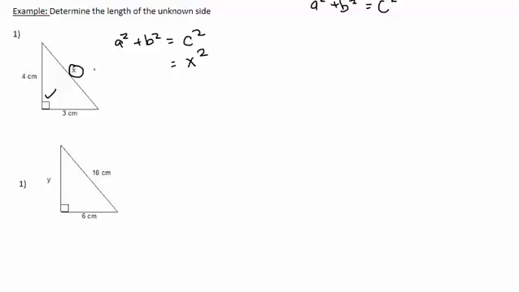And a is 4 centimeters, so we can plug that in. And b is 3 centimeters. So now we have an equation we need to solve for x. So 4 squared is 16, 3 squared is 9, and now 16 plus 9 is 25.